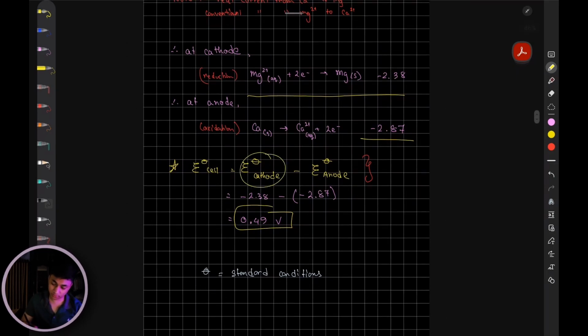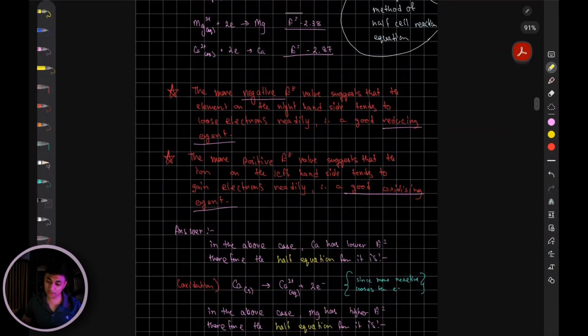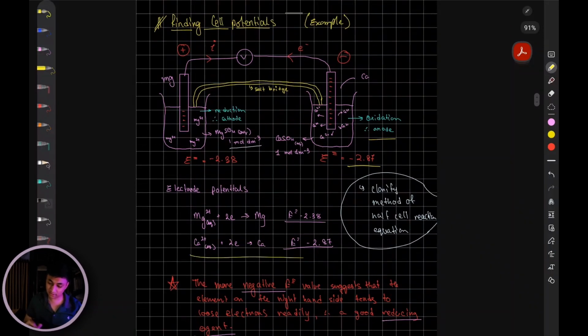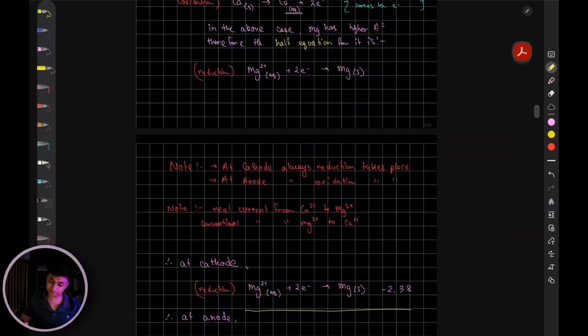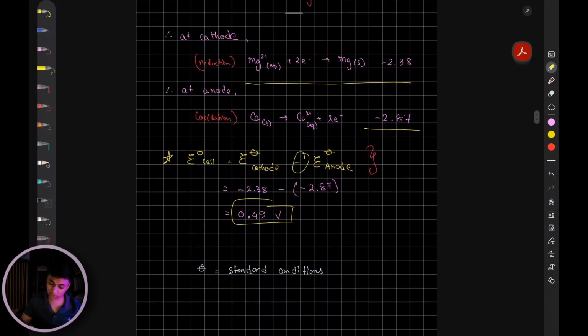Now, notice one thing. Between the cathode and anode, there is a negative sign. You may ask me, why is the formula written in this way? Why is the electrode potential at the anode subtracted from the electrode potential at the cathode? The answer is, remember, all of these values are given in terms of reduction. That is why you need a minus sign over here.